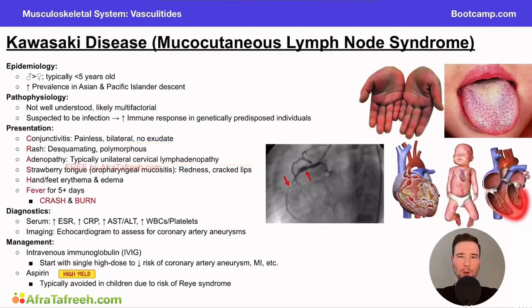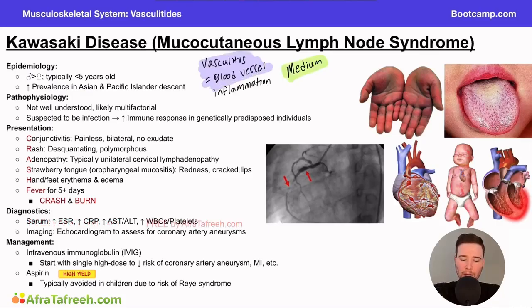So in this next video, we're going to talk about Kawasaki disease. This is also sometimes called mucocutaneous lymph node syndrome. Kawasaki disease is a type of acute vasculitis that is typically going to affect medium-sized vessels. However, there is some overlap between the vessels that it can affect. Remember, a vasculitis means that we have inflammation of the blood vessels, and Kawasaki is an example of that. Particularly, Kawasaki disease tends to affect the coronary vessels, and we'll talk more about why that's important coming up.